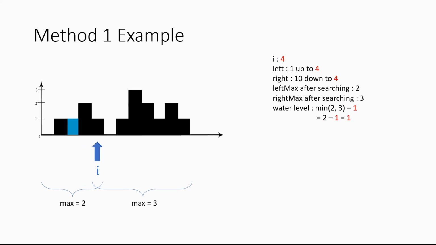Next, we find that the left max is 2 and the right max is 3. The current height is 1. So the water level at this position will be 1. This is continued for all of the rest of the positions in the array.